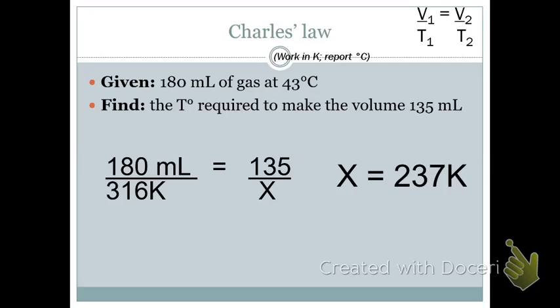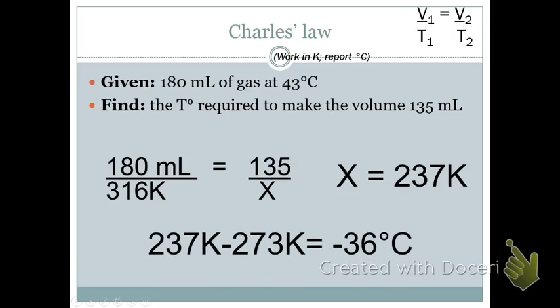Now, am I done? No, because what did I tell you? If you have K, you take 273 away in order to get degrees Celsius. And why would I do that? Because I gave it to you in degrees Celsius. You've got to give this back to me in degrees Celsius. So take the 237 K, subtract 273, press the equal sign, and that is going to give you your degrees Celsius, which in this case is a negative 36 degrees Celsius.